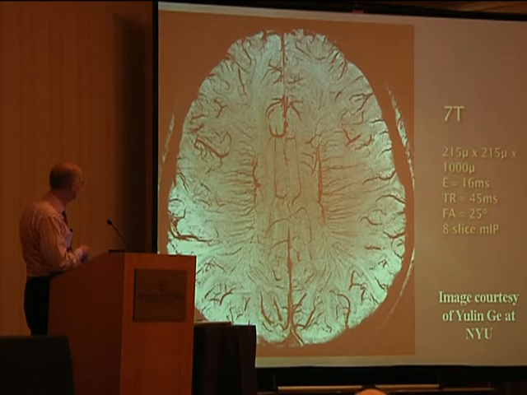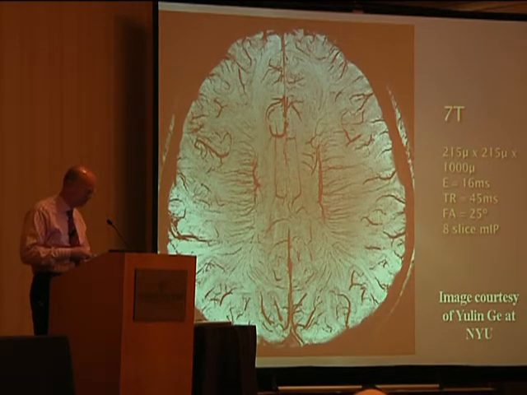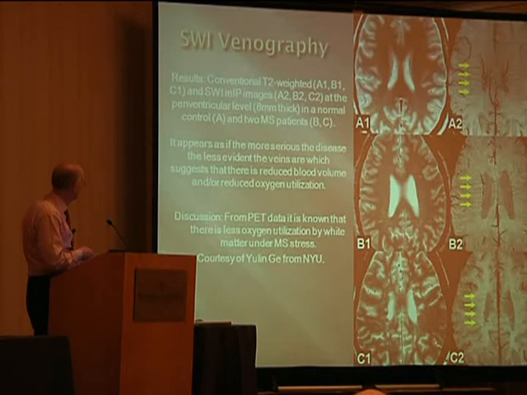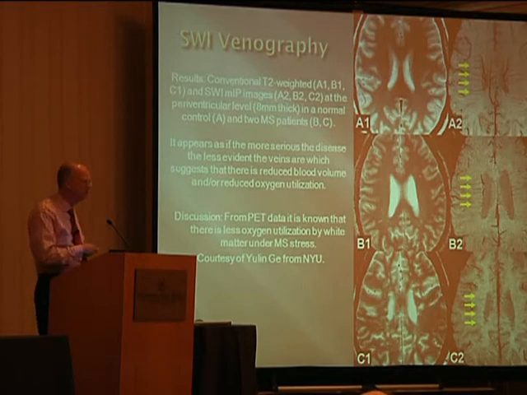If we do this at 7T instead of 3 Tesla, and image with very high resolution, in this case almost 200 by 200 microns with a millimeter thick slice, you can see these medullary veins in even greater detail. And so by observing the presence of these veins, maybe we can tell a little bit about how the brain is functioning. Well, there's a paper by and work by Yulin Ge of New York University. Basically what he did is he said, let's look at normals and see what SWI looks like. And we see a lot of these medullary veins.